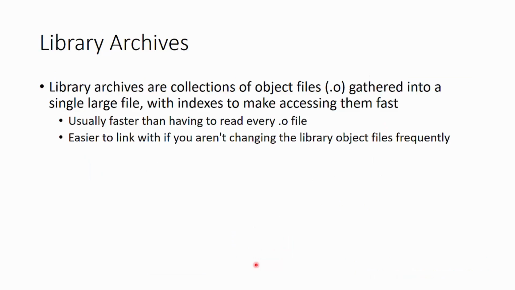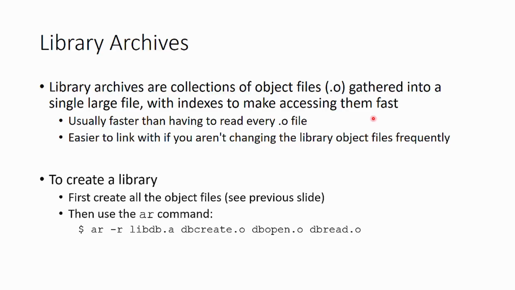So library archives are a way to store a collection of object files together into a single large file, and it indexes them together to make accessing the various functions that are stored fast. And when we say access things fast, we mean from the perspective of the operating system trying to run the program. And it's usually faster than having to read every .o file. And this is going to be easier to link with if you aren't changing all of your library object files very frequently. So we don't want to have to relink everything if the library isn't changing.